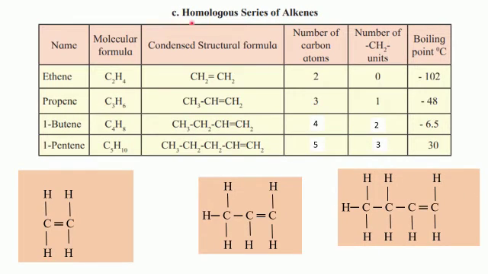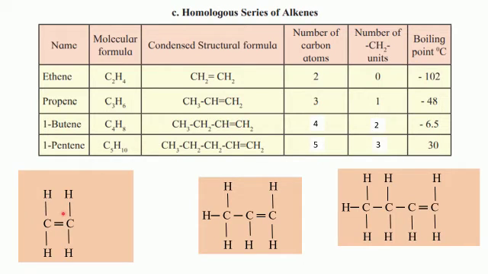Coming to the last example of homologous series, we have the homologous series of alkenes. The names have been given here in this column: ethene, propene, 1-butene and 1-pentene. Molecular formulas have been given. We know the general formula for alkenes is CnH2n. The condensed structural formula for ethene is CH2 double bond CH2.